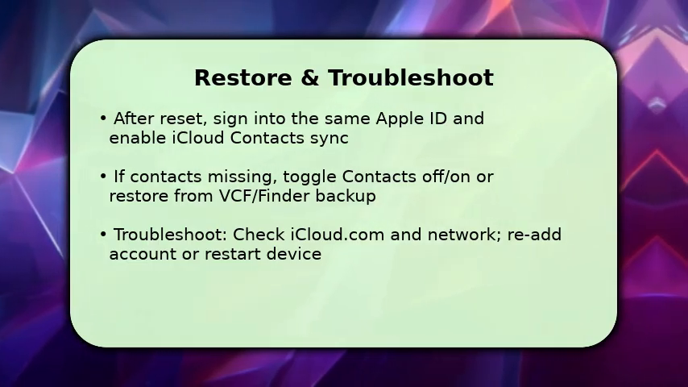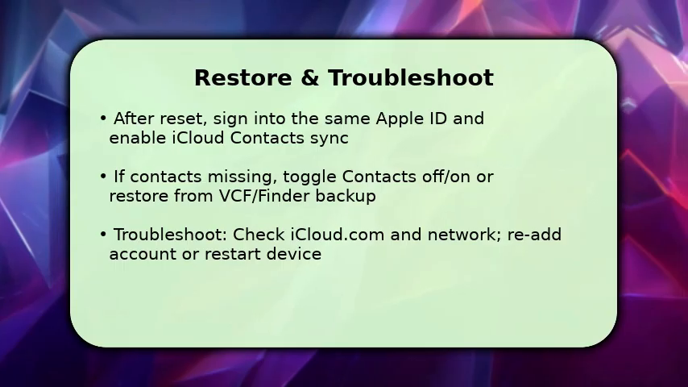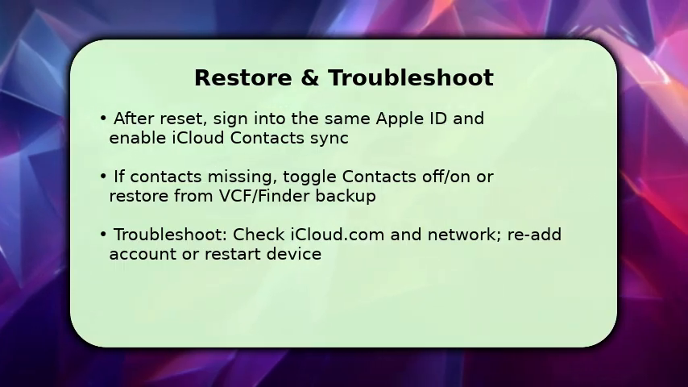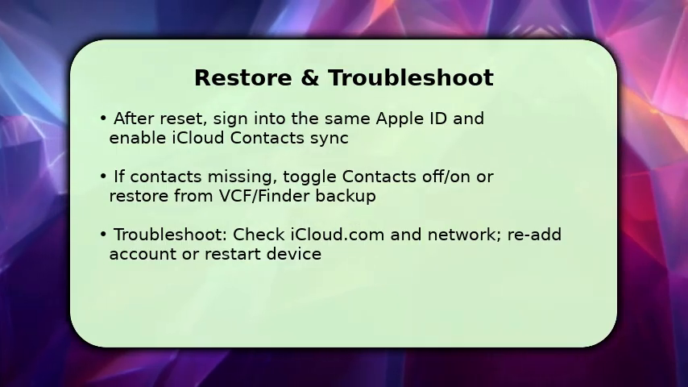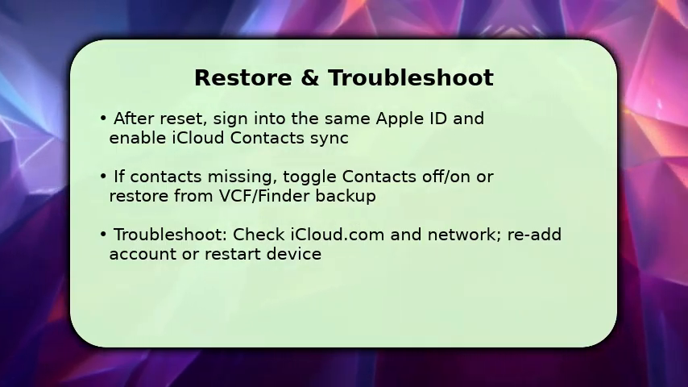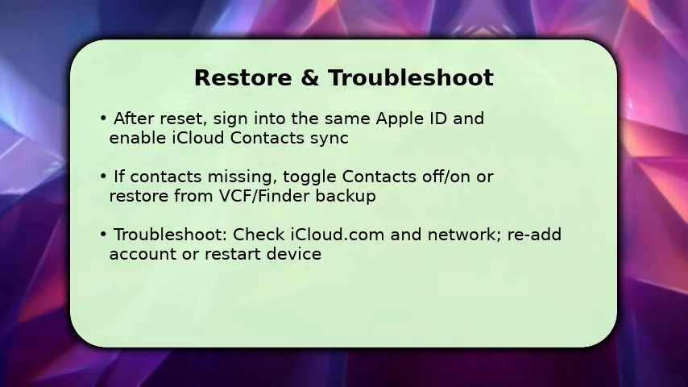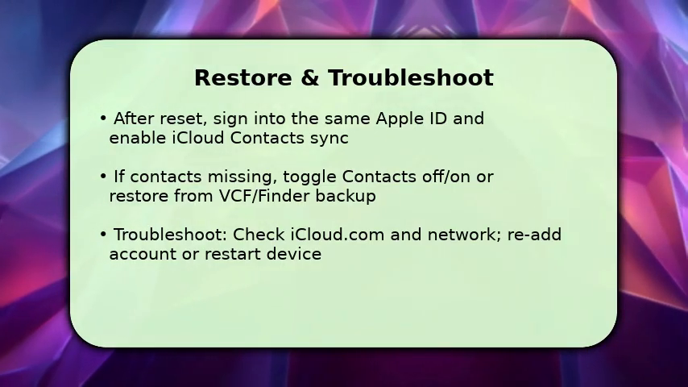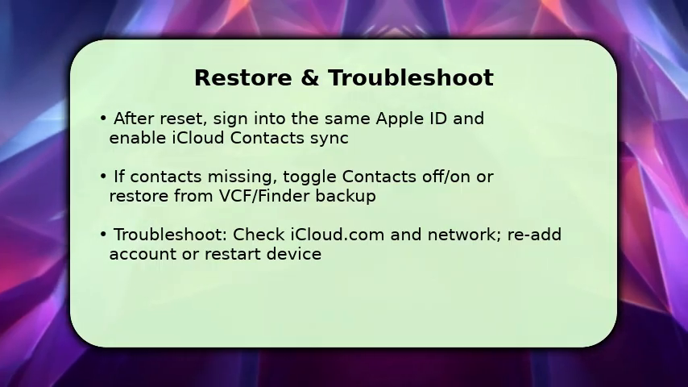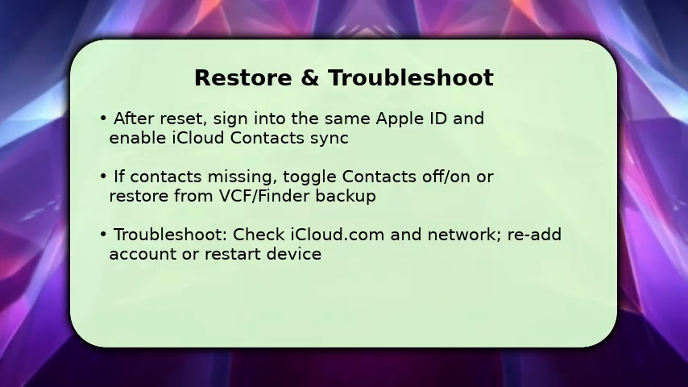If contacts don't appear, toggle contacts off and back on in iCloud settings or import the VCF you exported earlier. You can also restore from an encrypted Finder backup. If problems persist, verify contacts exist at iCloud. Check your network, restart the phone, and if needed, remove and re-add your iCloud account. These steps resolve most sync or activation lock issues.